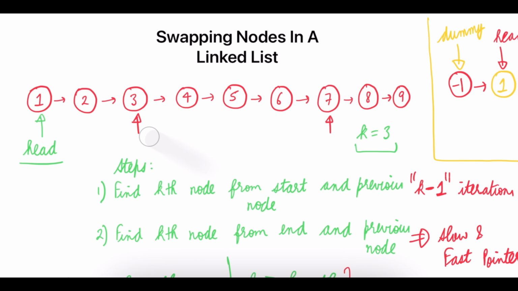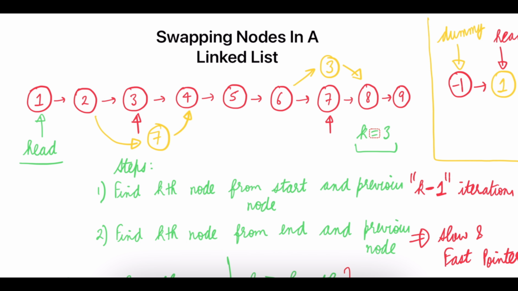So after swapping, my node 7 is going to come here between node 2 and 4. So 2 dot next would be at node 7 and 7 dot next would be at node 4, and my node 3 is going to come here. So 6 dot next will be here and 3 dot next would point to 8. So let's see what we are going to have to do to solve this question.